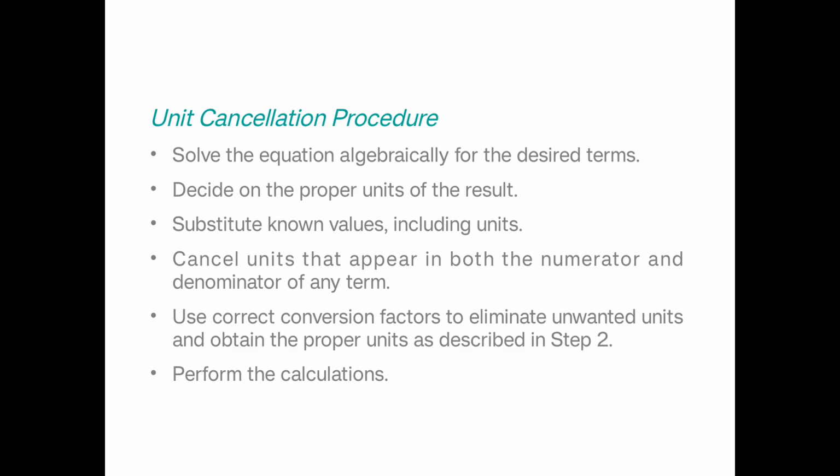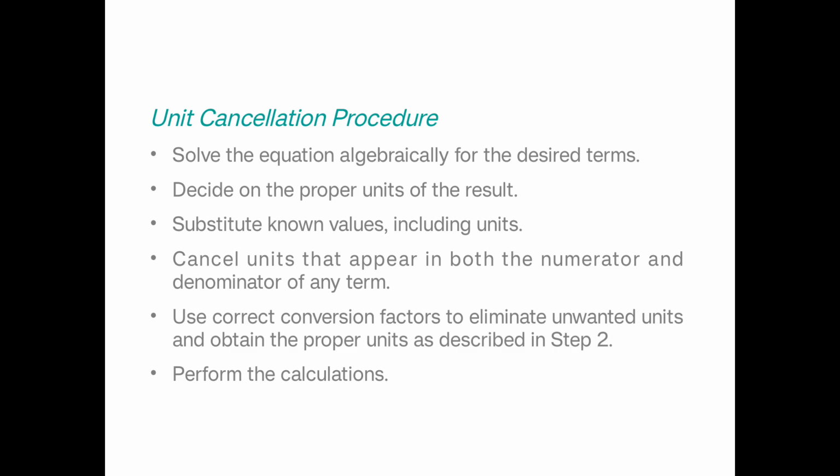Now there is a unit cancellation procedure that I already explained in terms of dimensional homogeneity for the application of simple equations. Anyhow, this is the standard procedure you need to follow to perform any calculations under fluid mechanics concepts. First, you have to solve the equation algebraically for the desired terms. Then you have to decide on the proper units of the result, and substitute any known values including their units. Then you have to cancel units that appear in both the numerator and the denominator of any term, or commonly on the right hand side and the left hand side. You can take them out and cancel each other.